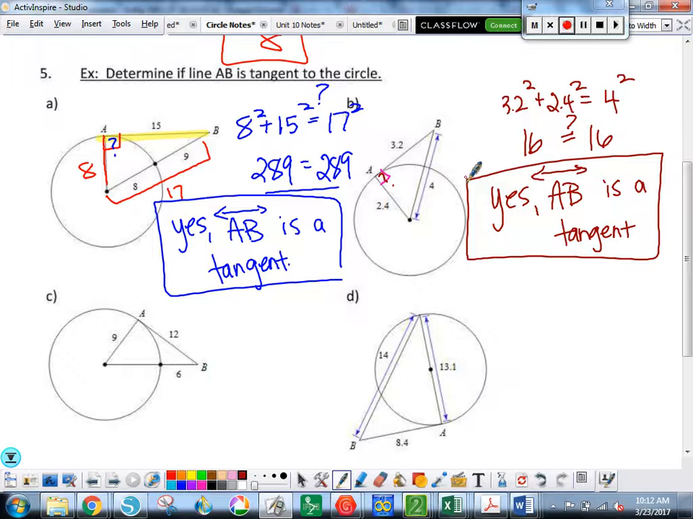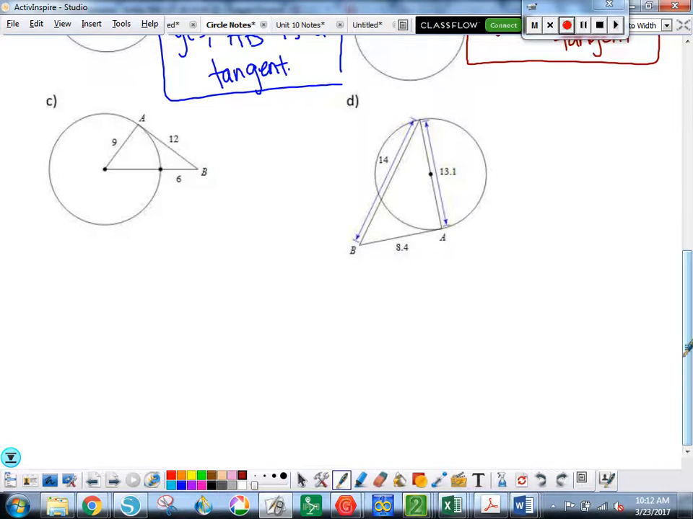What about part C? Will you try part C on your own? Part C. Fill out your part now.